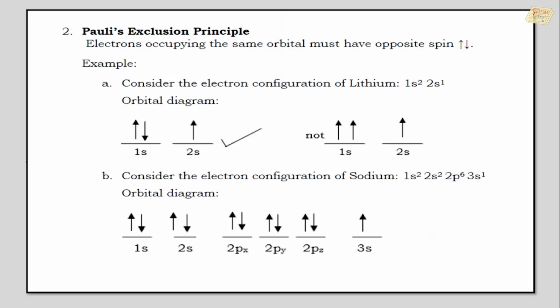Okay, next, Pauli's exclusion principle. Electrons occupying the same orbital must have opposite spin. Consider the electron configuration of lithium, which is 1s2, 2s1. The orbital diagram will look like this one. This is the correct orbital diagram. Another one, consider the electron configuration of sodium: 1s2, 2s2, 2p6, and 3s1. So you have here the answer using the orbital diagram.